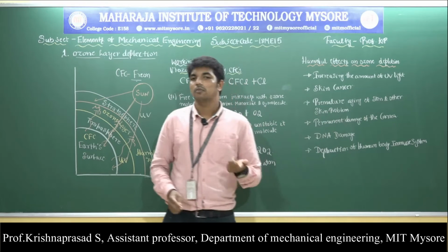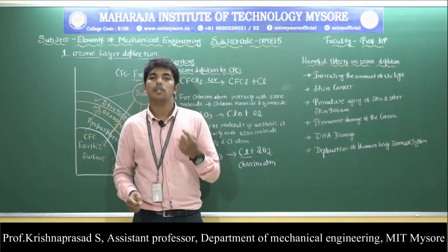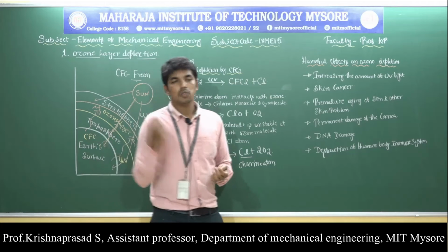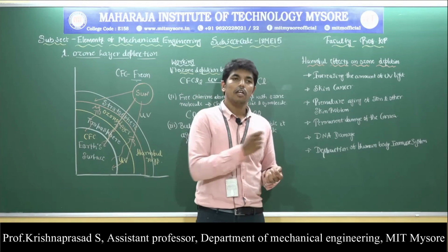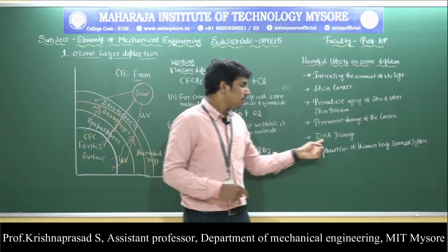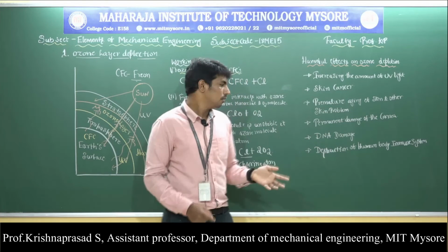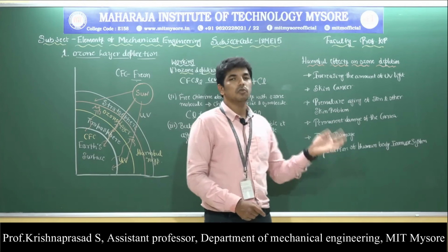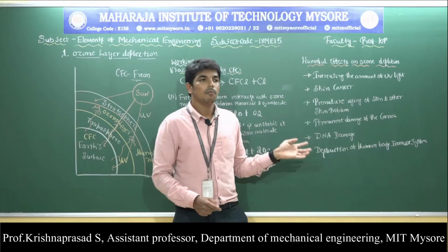Then permanent damage of the cornea. Permanent damage of the cornea is also one of the problems of ozone layer depletion after UV enters the Earth's atmosphere. Then DNA damage will also occur. Then destruction of the human immune system is also one of the problems from ozone layer depletion.